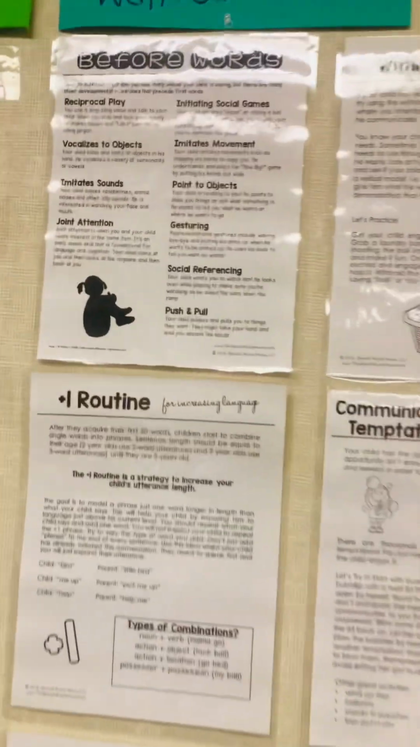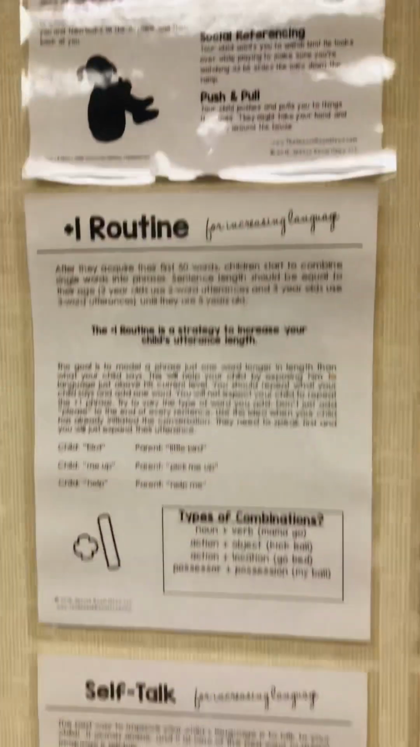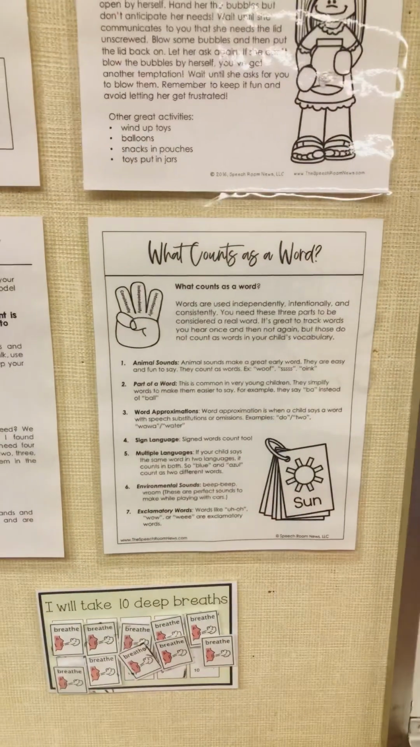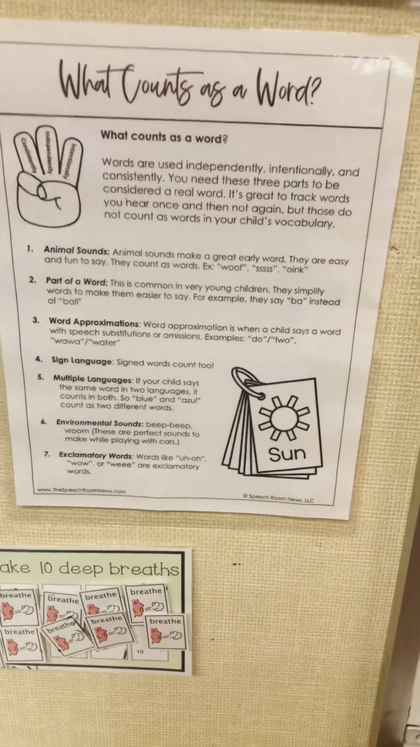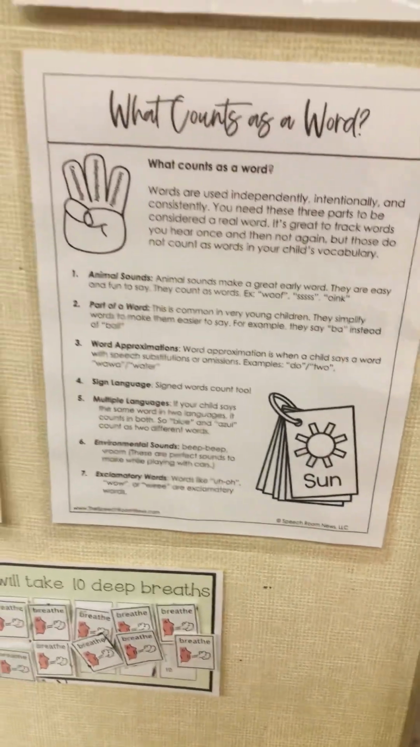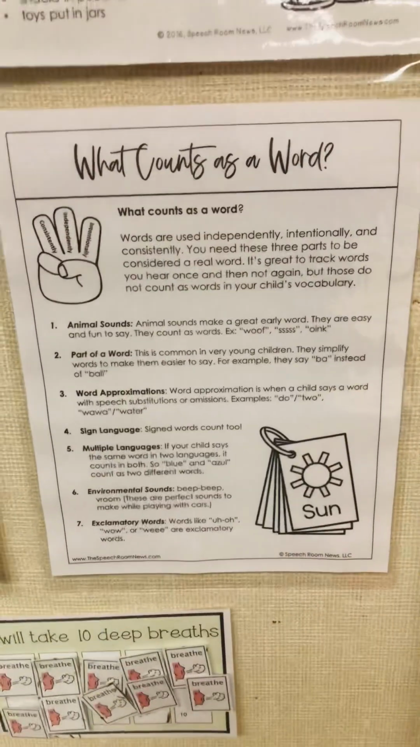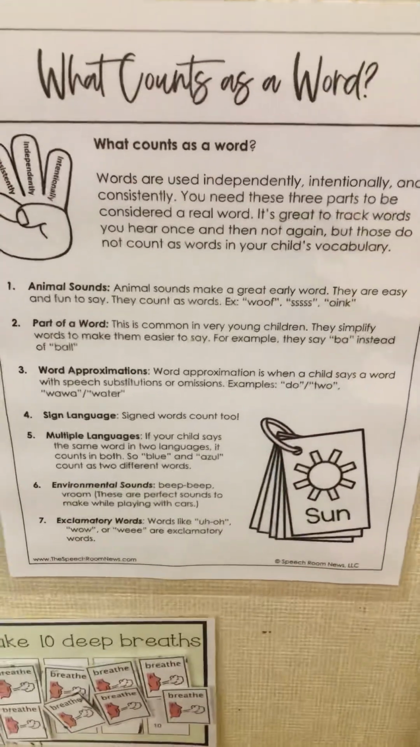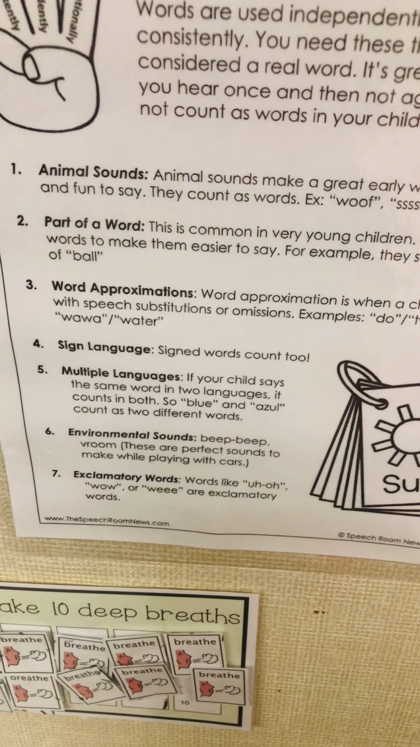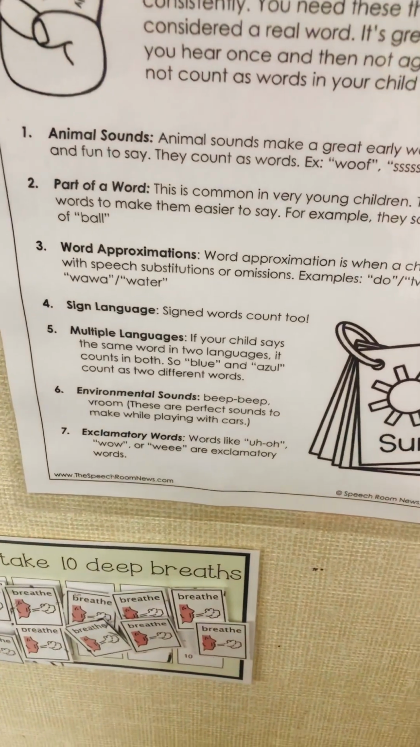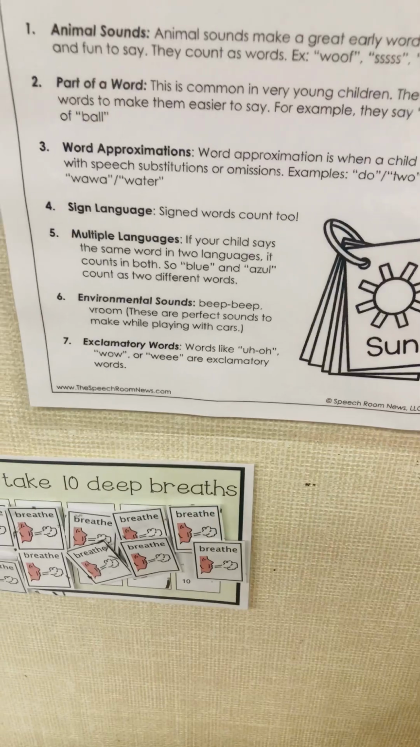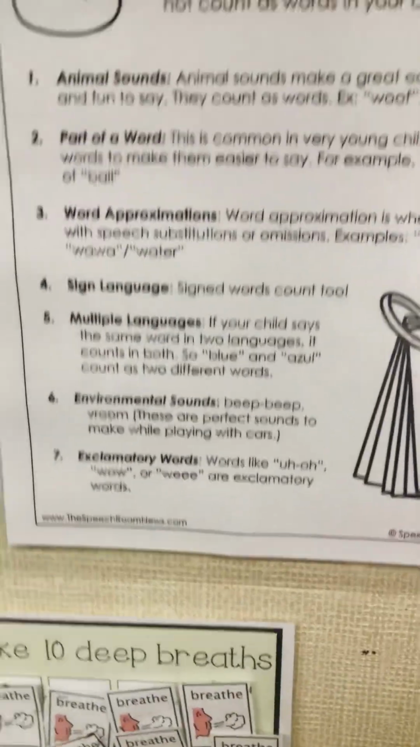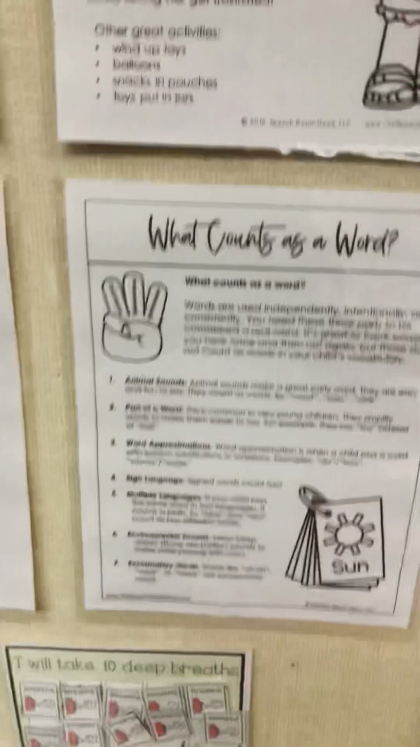She left us some nice little before words, eye routine, self-talk, what counts as a word, because most of my kids, I have 4 kids who can communicate. The rest of them make approximations of words or sounds, but they are non-communicative. So we got what counts as a word. We got animal sounds, part of a word, approximations, sign language, multiple languages, of course, environmental sounds, and exclamatory words.